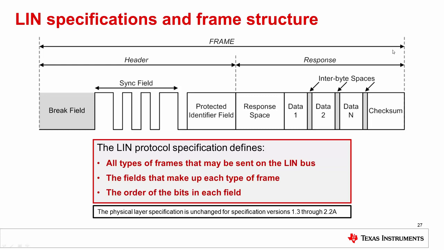The LIN protocol specification defines all types of frames that may be sent on the LIN bus, the fields that make up each type of LIN frame, and the order of the bits in each field. The physical layer specification is unchanged for specification versions 1.3 through 2.2a.